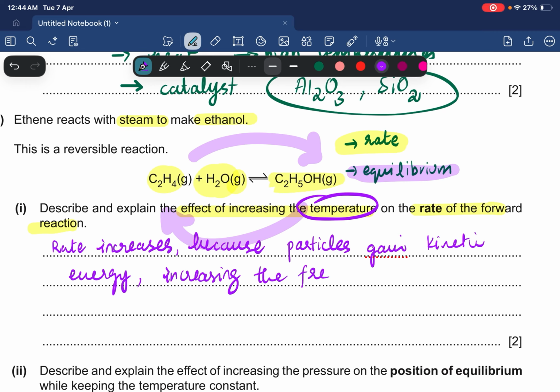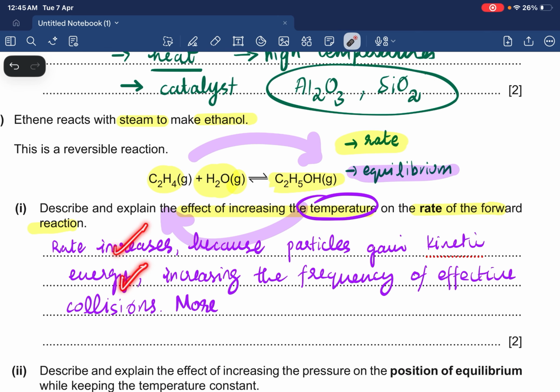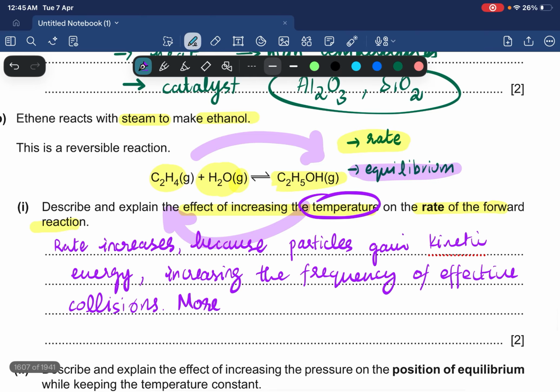And then there's one important thing as well I'm going to tell at the end. Increasing the frequency of effective collisions. And the second thing I want to tell you guys is that whenever you increase the temperature, you increase the number of particles that have energy greater than the activation energy. This is the examiner's favorite line. Why does the examiner always ask you about the temperature? I'm sure he's not interested in this and this. He knows this. But the last line is that sparky line which he's interested in.